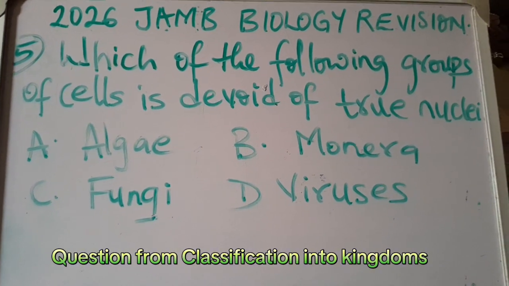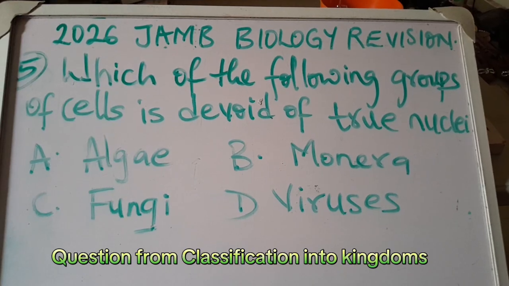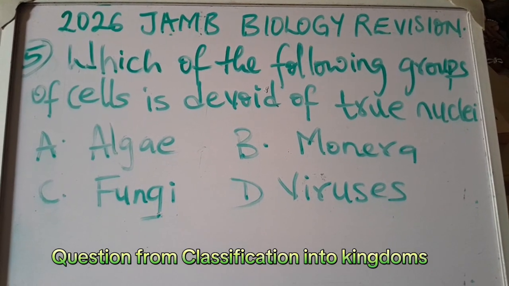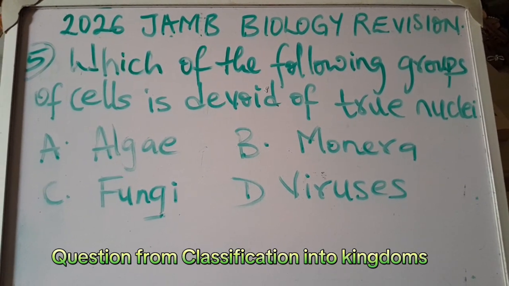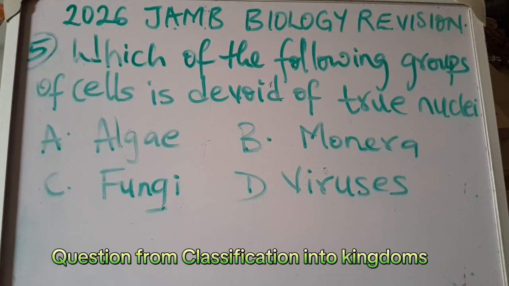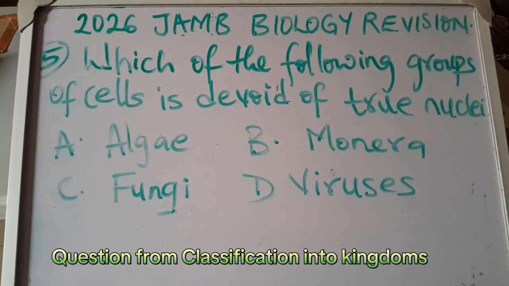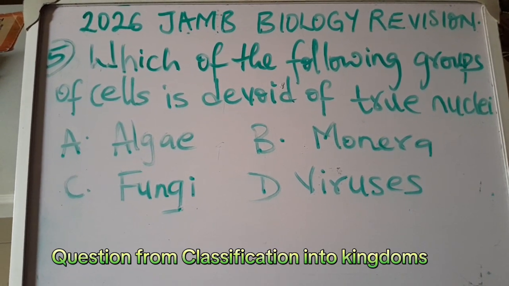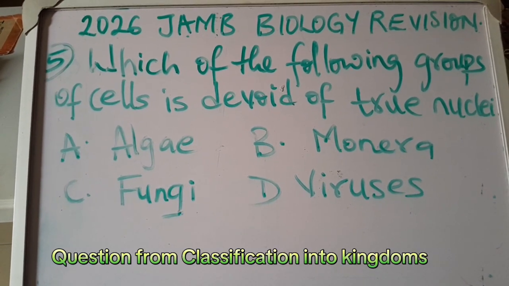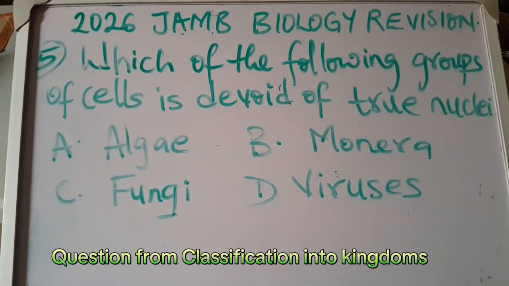Then the next one, option B, Monera. What are Monera? Monera are bacteria. Bacteria are known to have nuclei because they are living things, although most of them do not have a nucleus, or rather a cell that has all the organelles. They just have the ribosomes, the cytoplasm and a few other organelles, but they don't have many organelles.